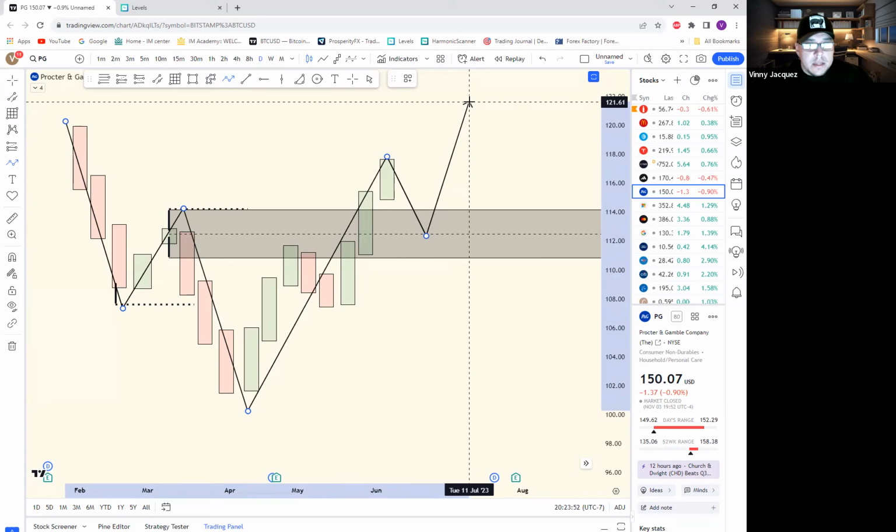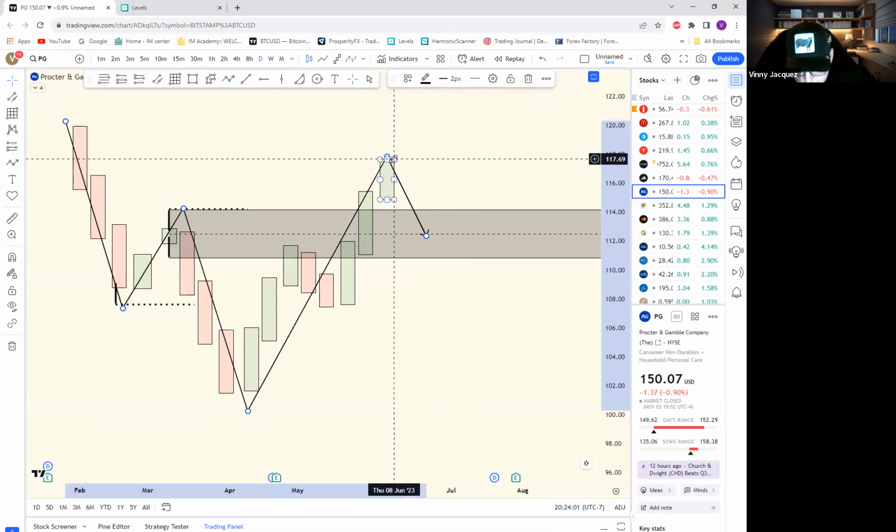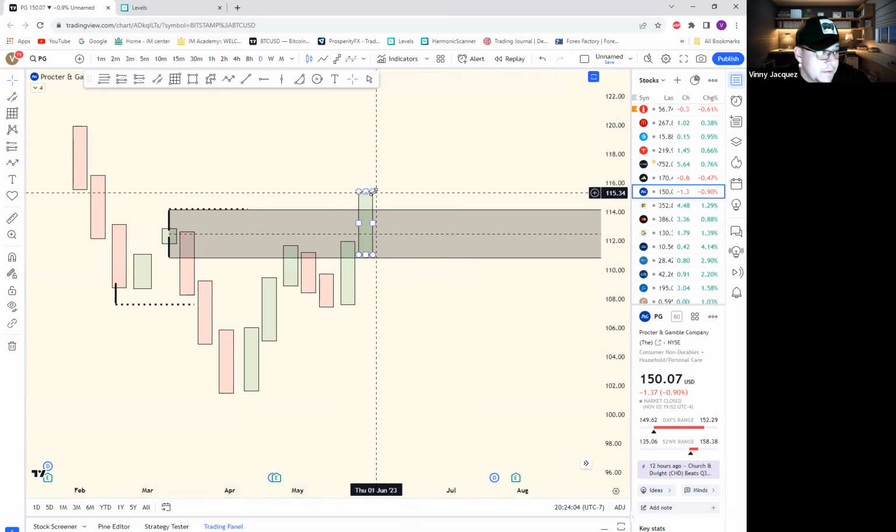Exactly. Yes, sir. Not just going past, Ricky. It has to break and close. Write that down. It has to break and close, because market can wick it, and that's good that you put that, because I didn't even mention that.